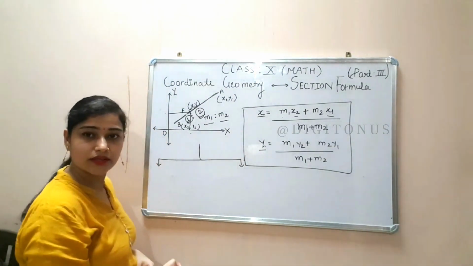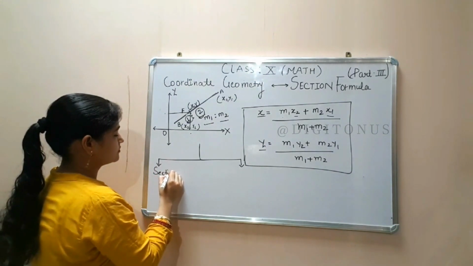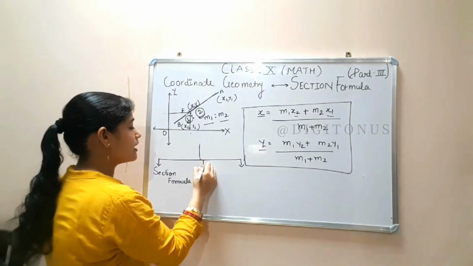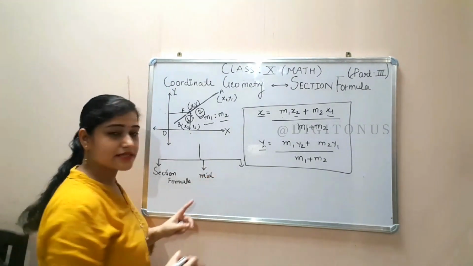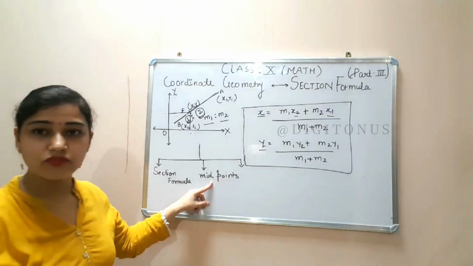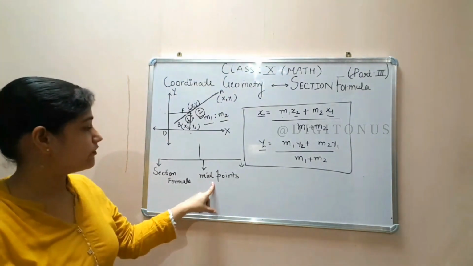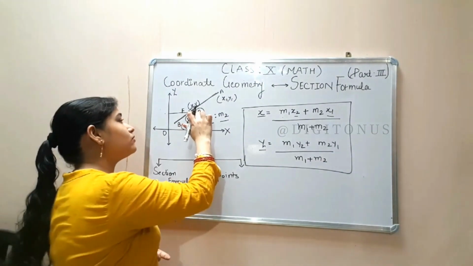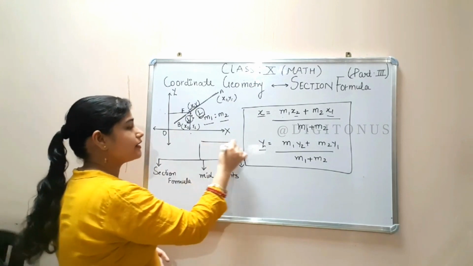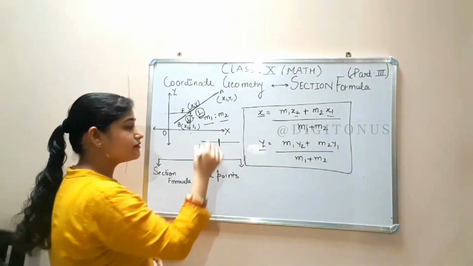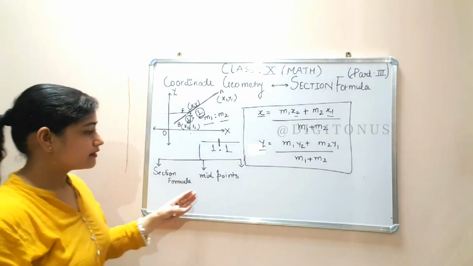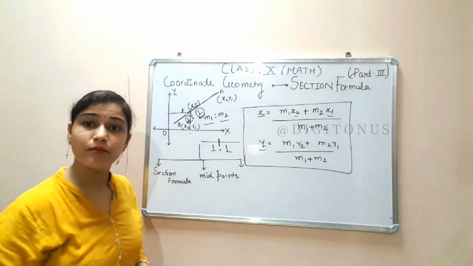First, this one only, the simple section formula. After that, this simple section formula can be asked for finding midpoints. And if we have to find the midpoint, you already know that the ratio will be 1:1 only. Yes or not? Yes. Because if we are dividing any line into equal parts, it means the ratio is 1:1. That's why this point is called the midpoint.